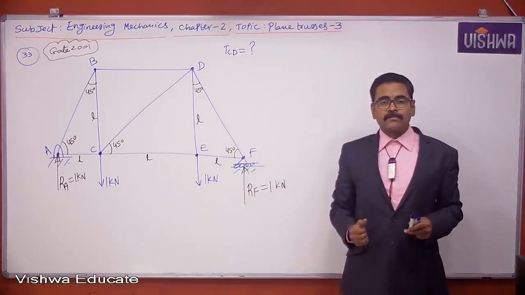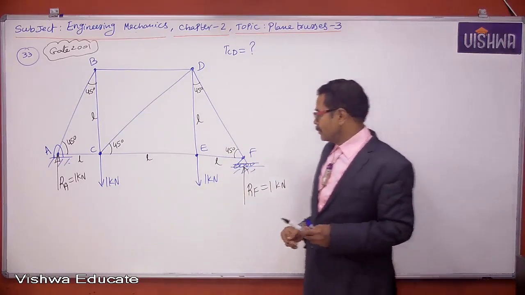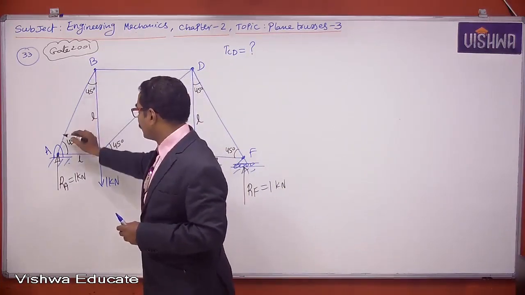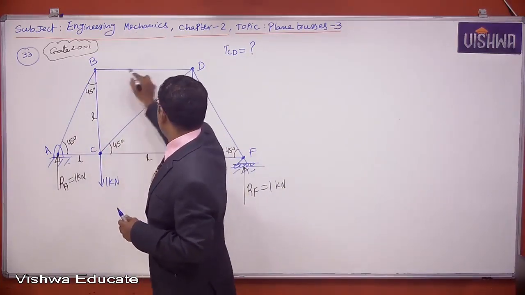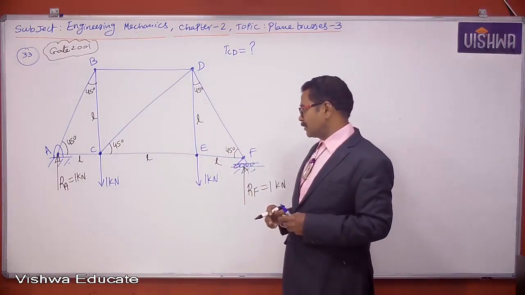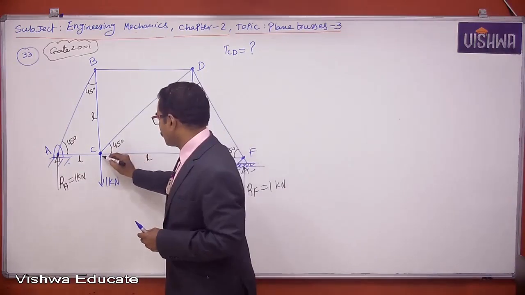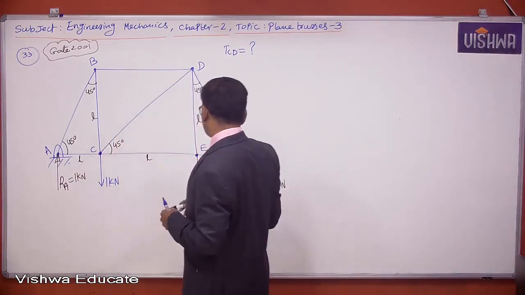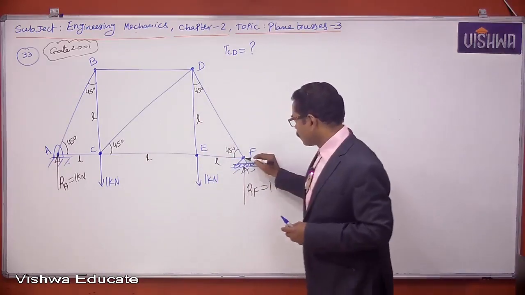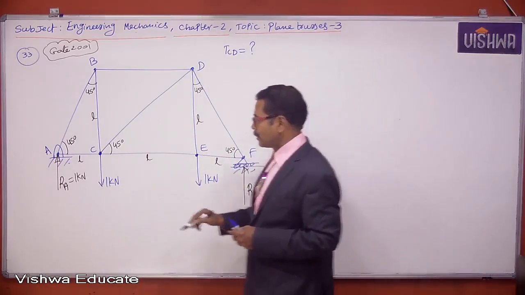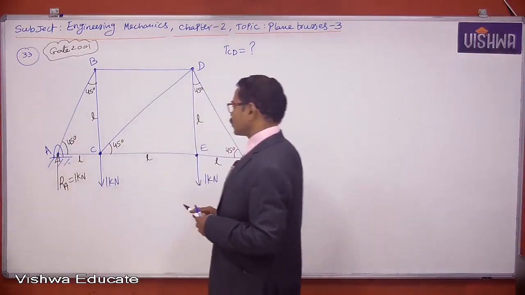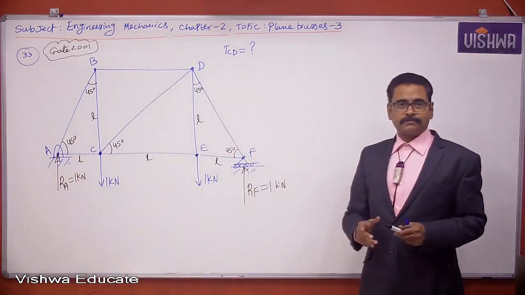4 unknowns you cannot find by taking a joint. Similarly, if you take this joint, 3 unknowns are coming. I don't know the force carried by AB, BC, BD. So I cannot take joint B. If I take here, again 1, 2, 3, 4, 4 unknowns are coming. If I take here, 3 unknowns are coming. Here only 2 unknowns are there. So you can take joint A or joint F.